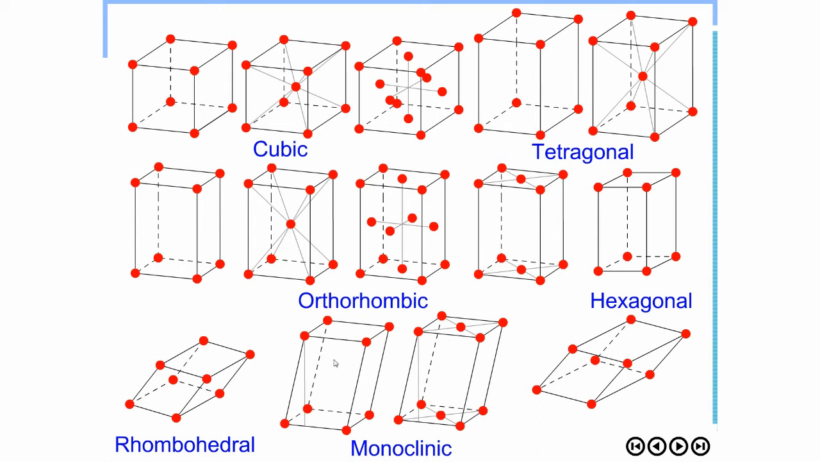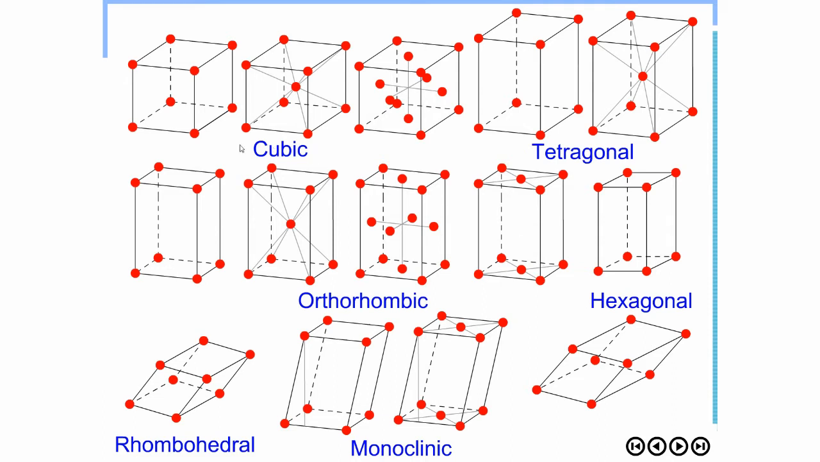Alright, so in three-dimensional space, the unit cell can be defined based on 14 forms, like so. Each form belongs to one of 7 systems. For instance, cubic system, tetragonal system, orthorhombic system, hexagonal system, and so on.